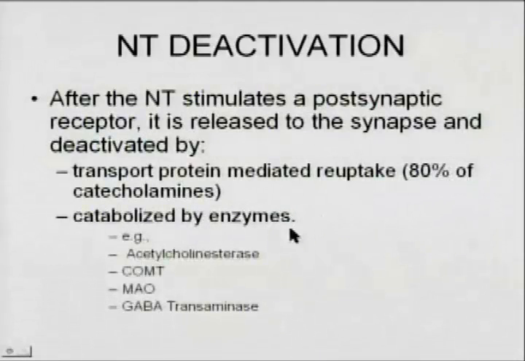And the catabolizing enzymes are also available at different locations, either within the synapse, as is the case of the acetylcholinesterase and the catechol-O-methyltransferase, or within the presynaptic or postsynaptic neurons, such as with the monoamine oxidase, and GABA transaminase, I believe, is in the presynaptic terminal as well.